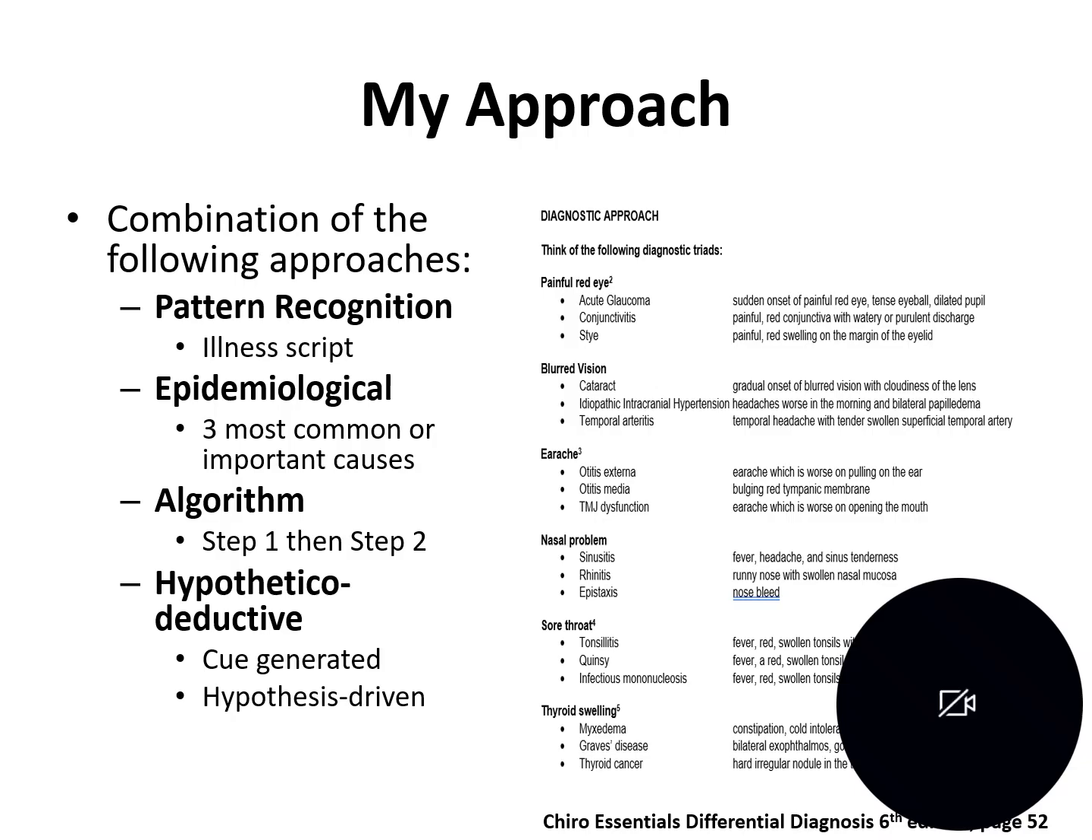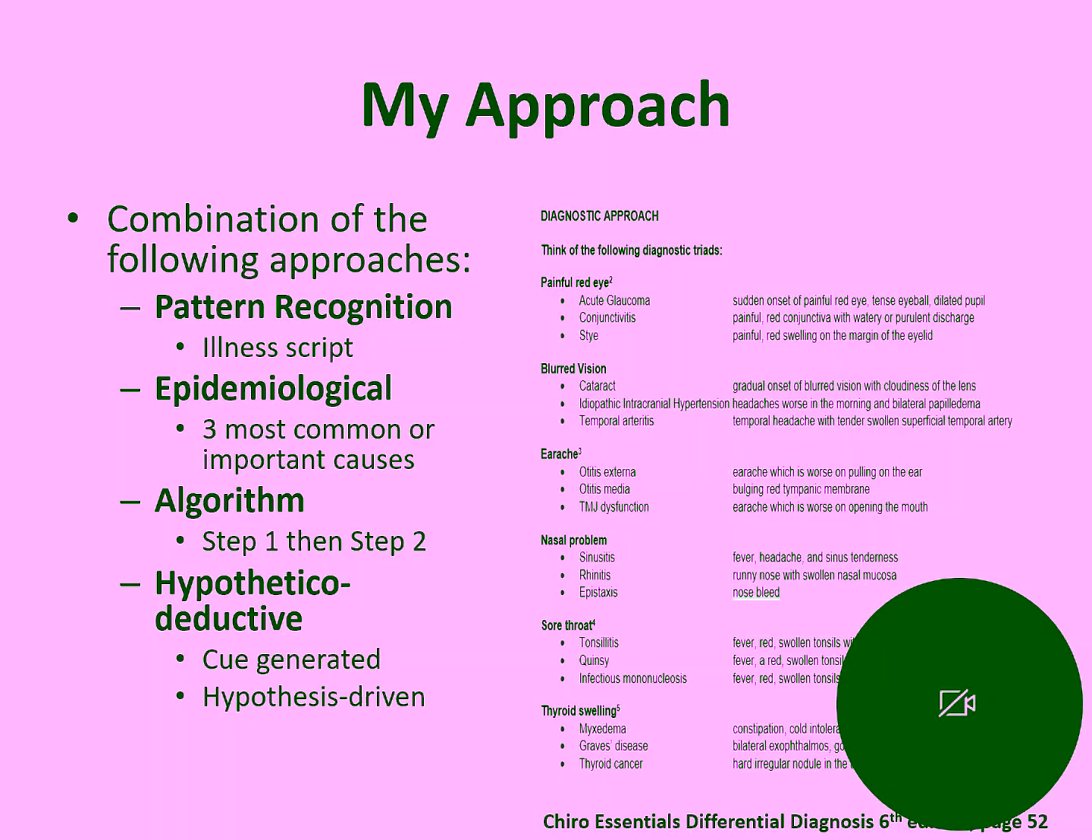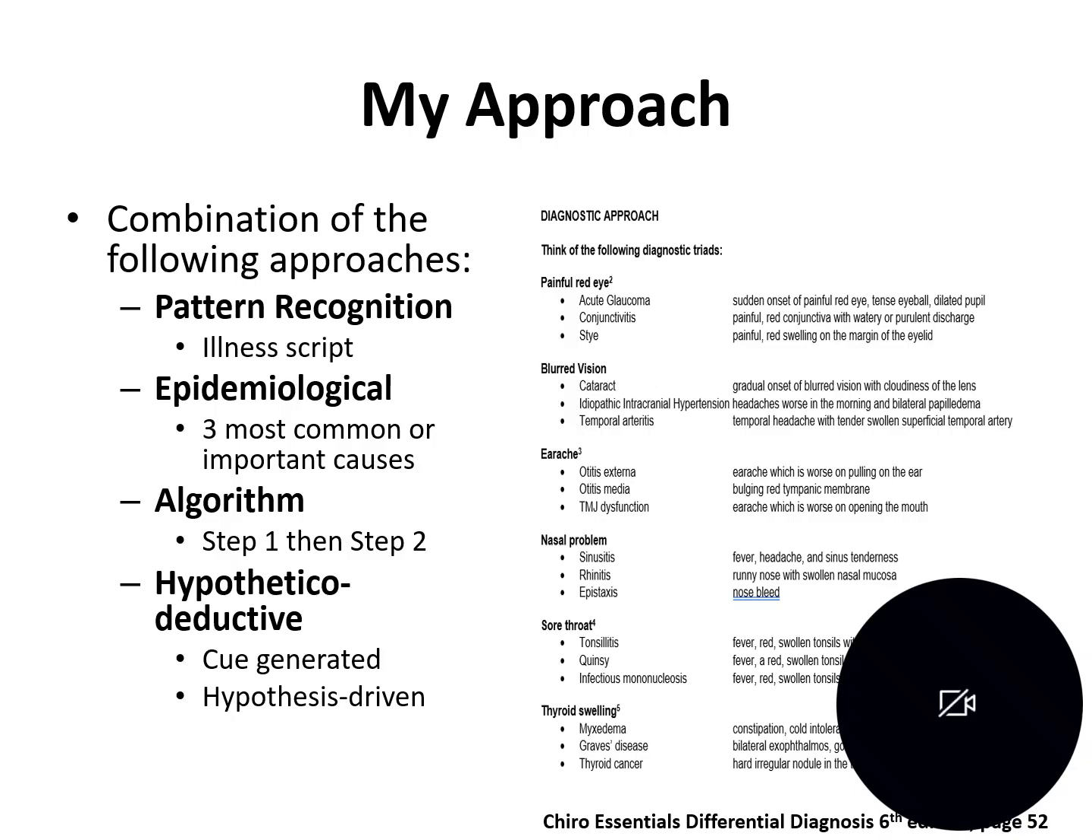earache that is worse on pulling on the ear, then you go down to the next level on the earache. Possibility of otitis media. On examination, is the tympanic membrane red and bulging? No. Then let's consider the possibility of TMJ dysfunction. Is the earache worse on opening the mouth? Yes. And then we go down and see how many of the classic features of TMJ this patient had. So that's the algorithmic approach.